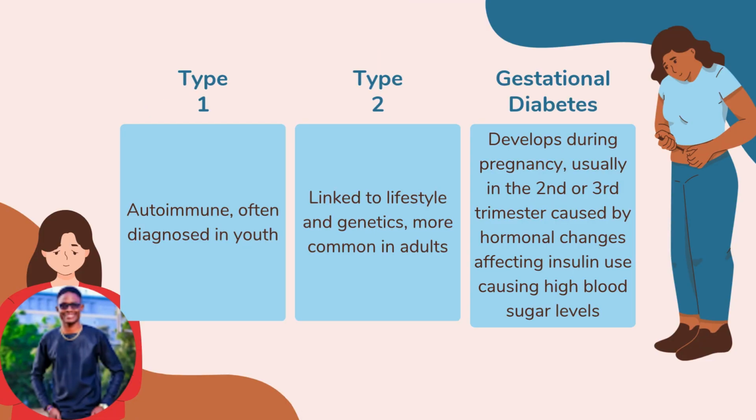What are the different types of diabetes? We have type 1 diabetes, which is autoimmune, often diagnosed in youth. We have type 2 diabetes, which is linked to lifestyle and genetics, more common in adults. We also have gestational diabetes, which develops during pregnancy, usually in the second or third trimester, caused by hormonal changes, and of course, affecting insulin use, causing high blood sugar levels.